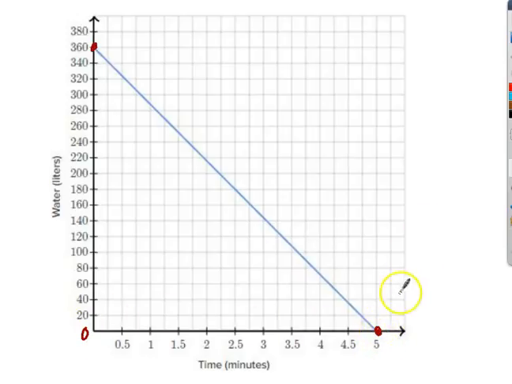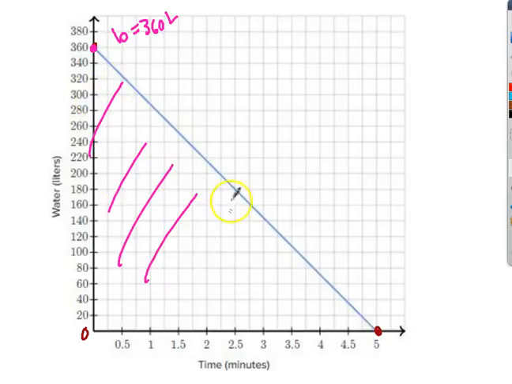The time that took was 5 minutes, so it takes 5 minutes to completely drain. It started with 360 liters. So it started up here, the y-intercept, b, was 360 liters, and 5 minutes. And now I need to find the slope, so I might as well use those 2 points, perfectly good points, to make a slope triangle out of.